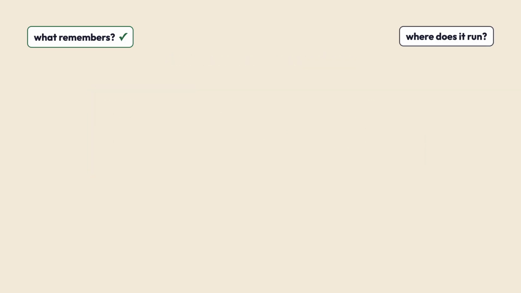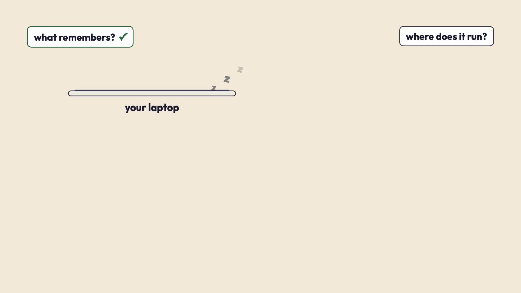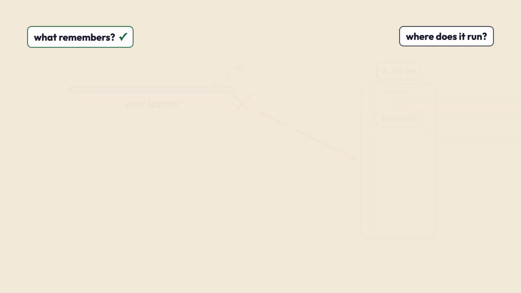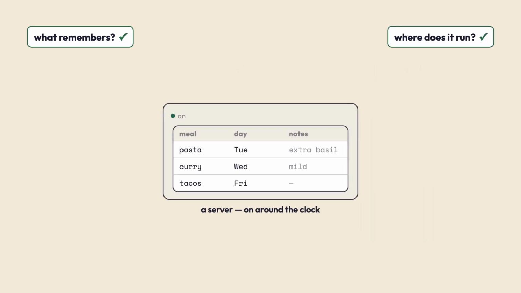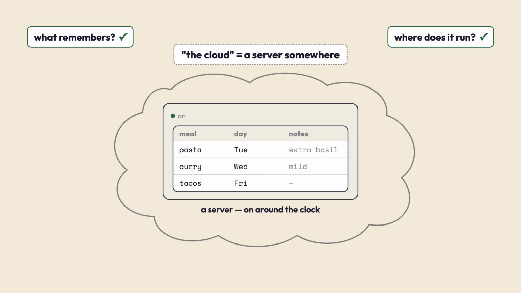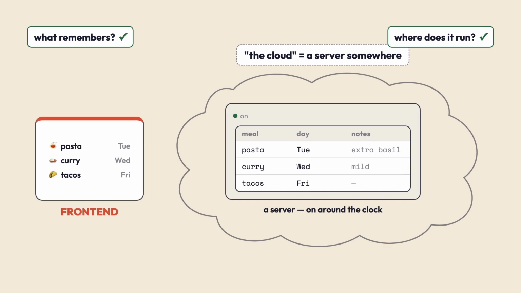As for where it runs, it can't be your laptop, because your laptop turns off, and the plan needs to be available whenever any of your devices asks for it. So the database runs on a server, a computer in a data center that stays on and connected around the clock. That's what people mean when they say data is in the cloud. It's on a server somewhere, reachable over the internet. And that completes the picture from earlier. When the front end sends a request, this server is where it's going.